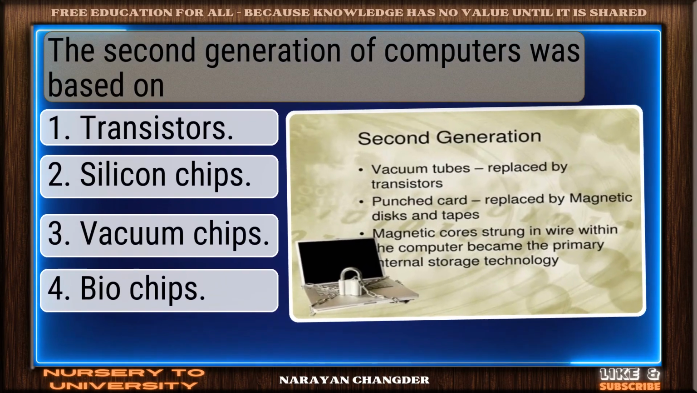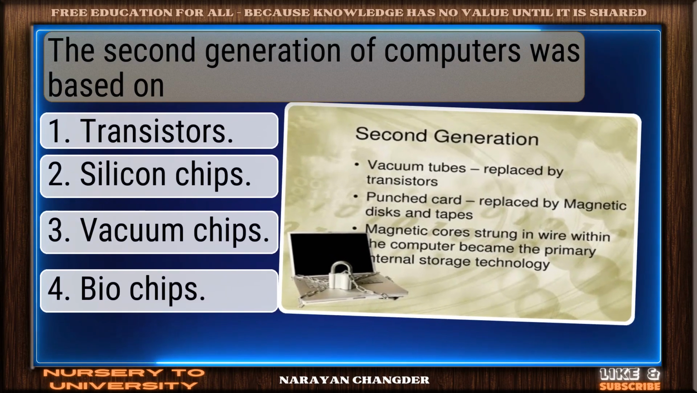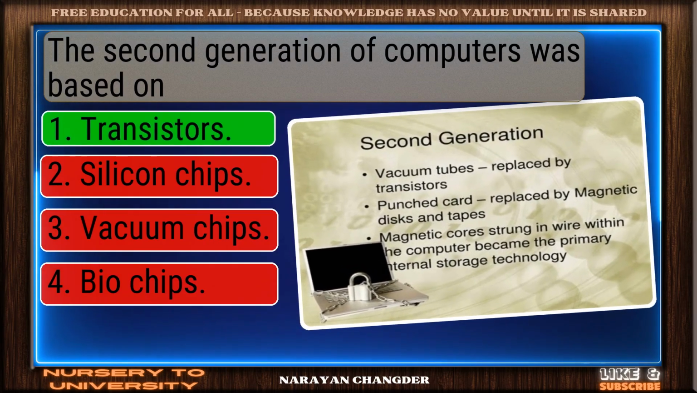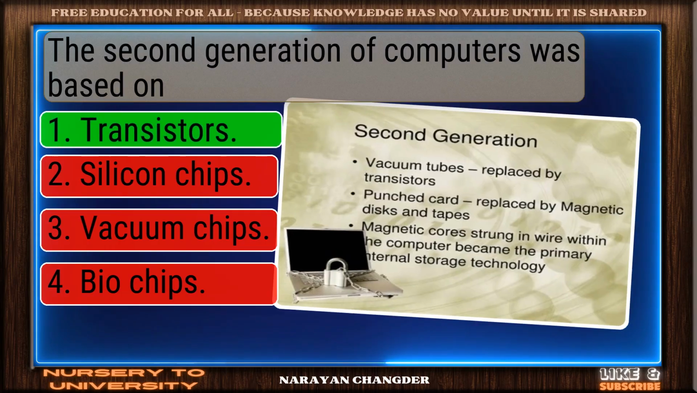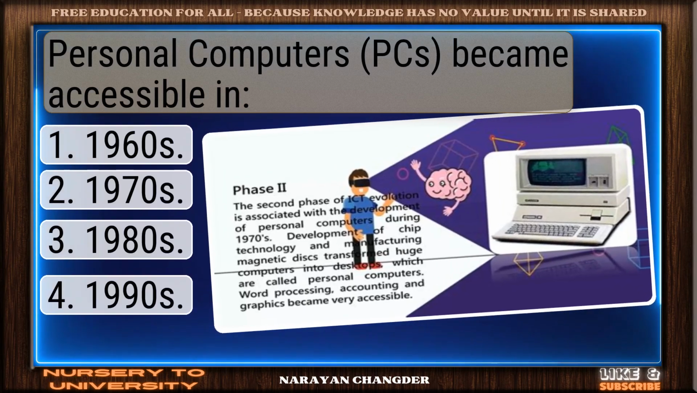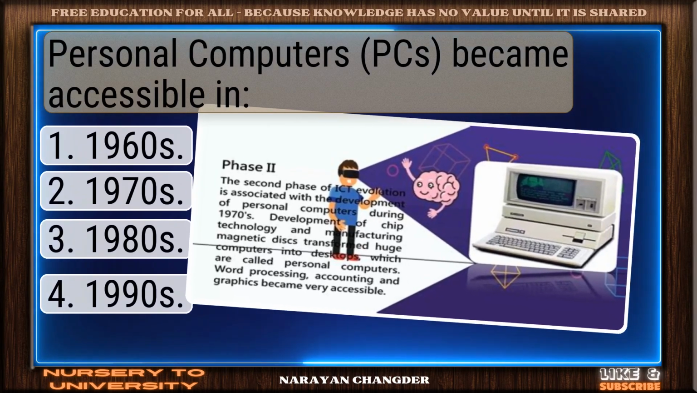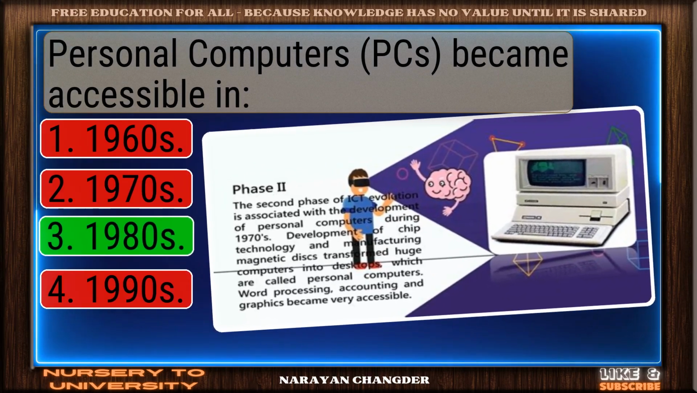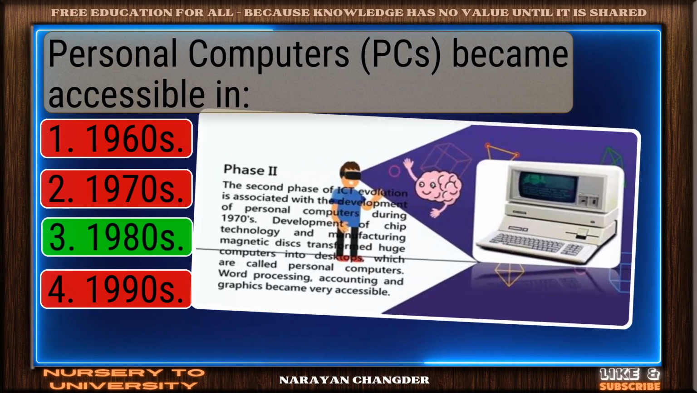Question number 23. The second generation of computers was based on? Right again. Transistors is a valid answer. Question number 24. Personal computers became accessible in? You're right. 1980s is the correct answer.